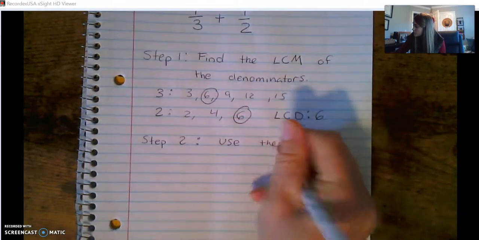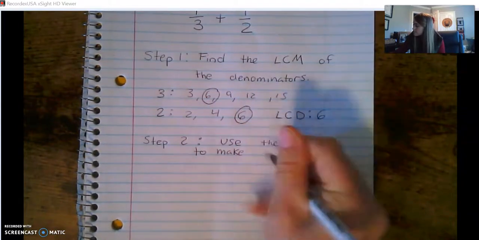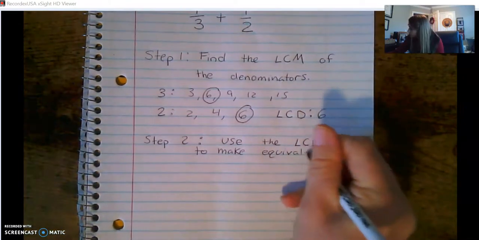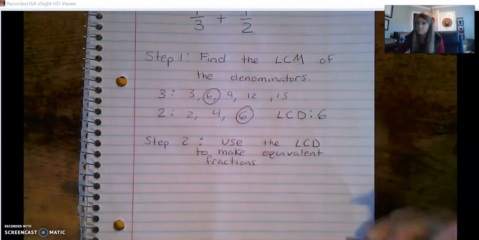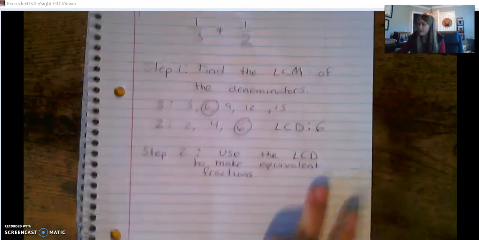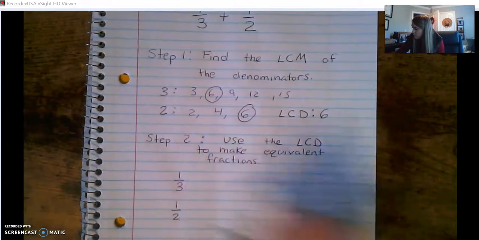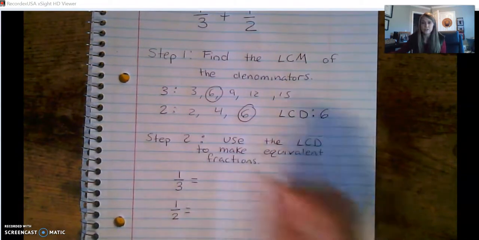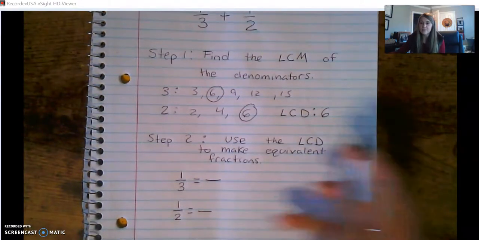Step 2, use the LCD to make equivalent fractions. All right, so I'm going to come up here to my fractions, 1/3 and 1/2. I'm going to write my 1/3 and my 1/2 right on top of each other. And I'm going to create new equivalent fractions, this time with a denominator of 6, because that is my LCD.